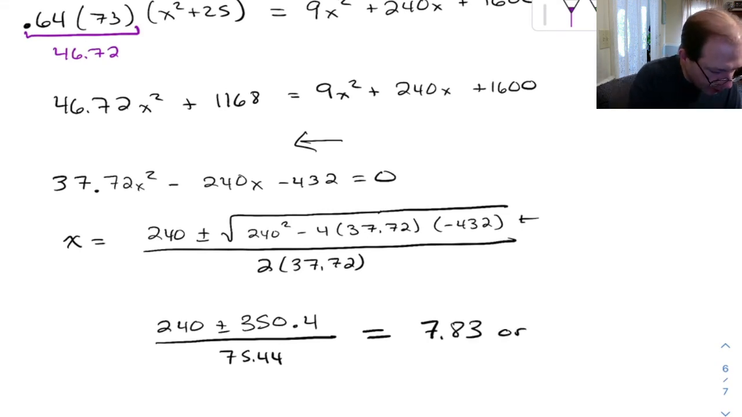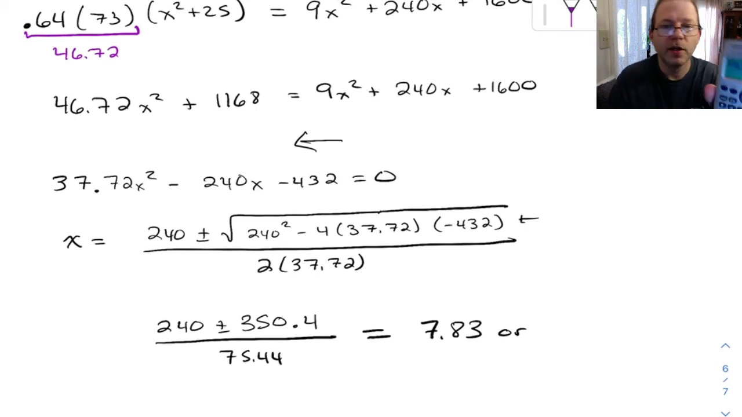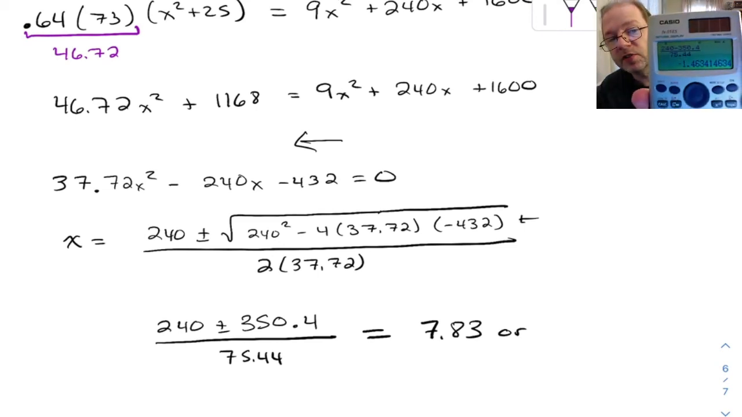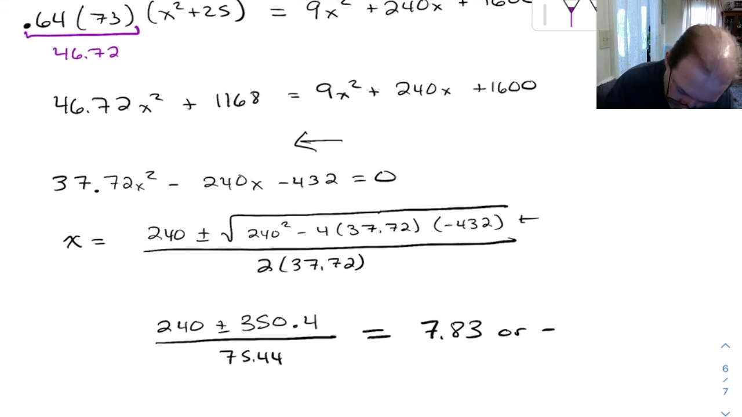Then I'm going to go back up there and change that plus to a minus. When I do that, I get negative 1.46. And those are my two answers.